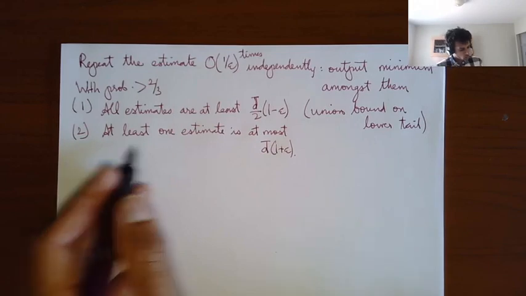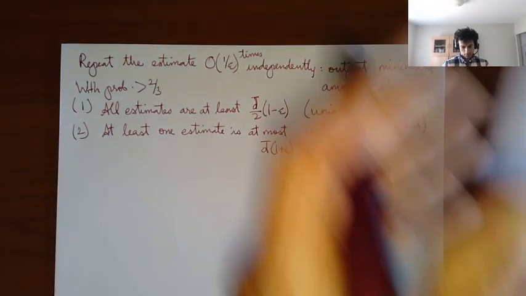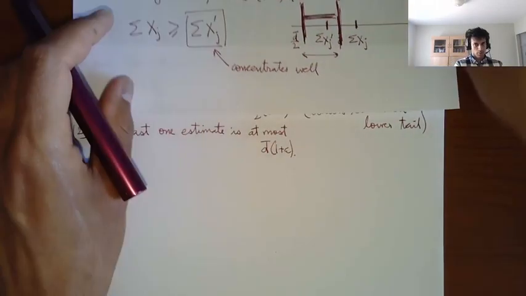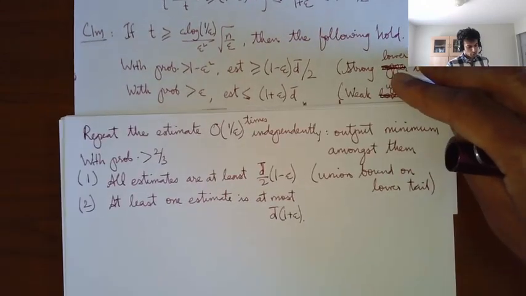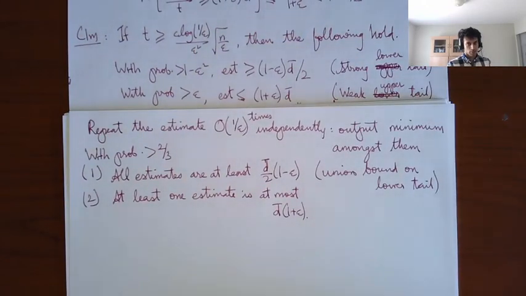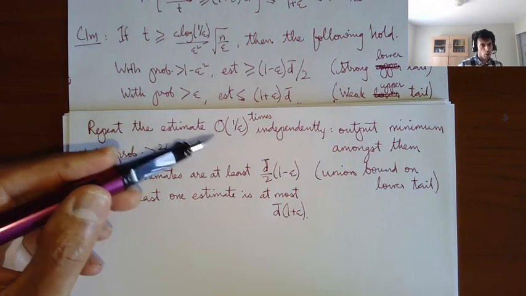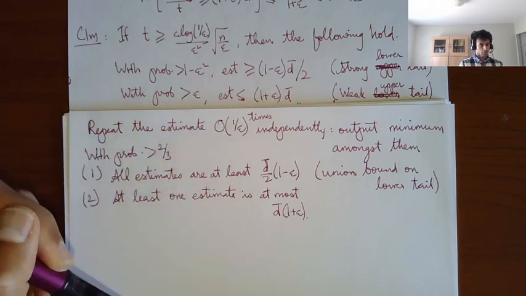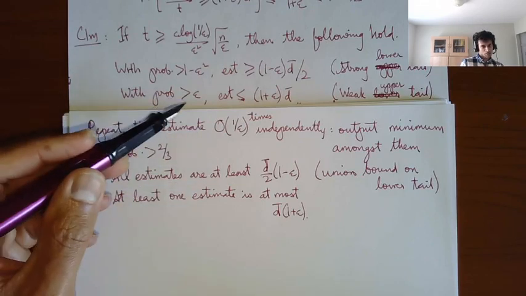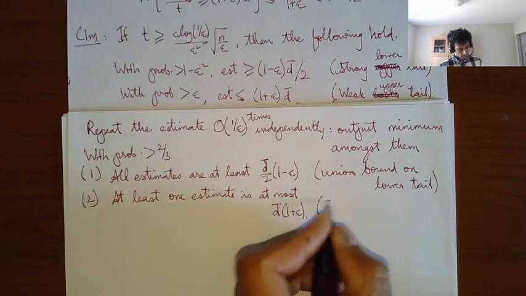Do you see why this is true? Let me show this claim over here. You see why this is true? If you repeat this O of 1 over epsilon times independently, well, at least once this event is going to happen. Okay? This is an exercise.